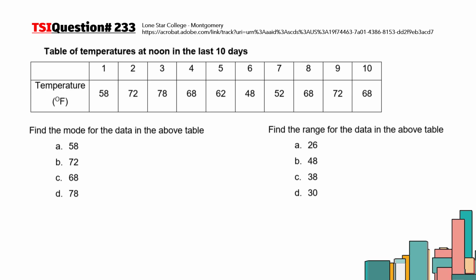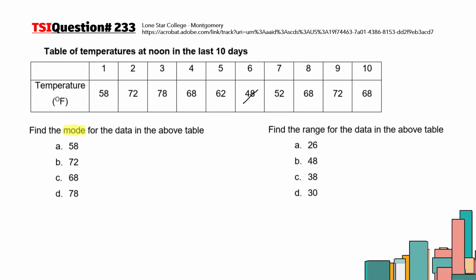So we have the keyword here: the mode. The mode is the number that appears the most frequently. So when we work on this type of question, we have to list the numbers out in order from the smallest to the biggest one. So let's check on this.